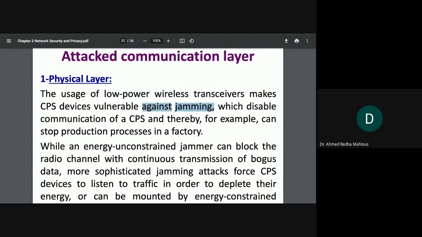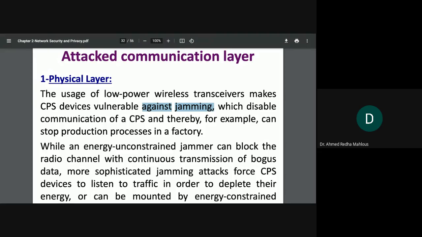We gave an example yesterday: some devices use the same frequency to communicate with each other, and an attacker will just make that frequency busy with fake devices. This disables communication between the CPS devices, which means, for example, the production in the factory will stop. I have two machines communicating with each other, and one machine is waiting for the output of the other machine to process some production. Because it couldn't receive anything from the other machine, machine number 2 is stopped. Why? Because it cannot process anything without receiving the result from machine number 1.